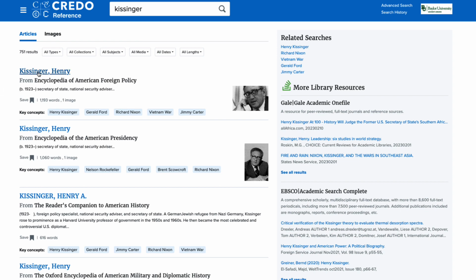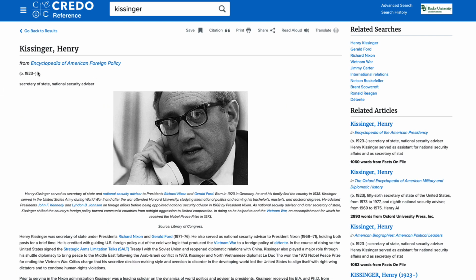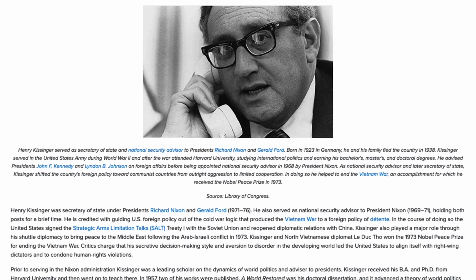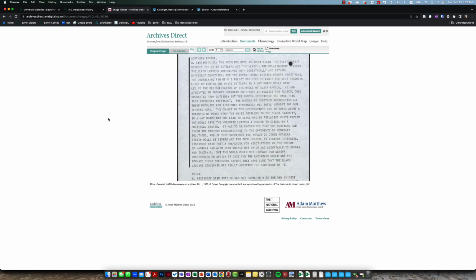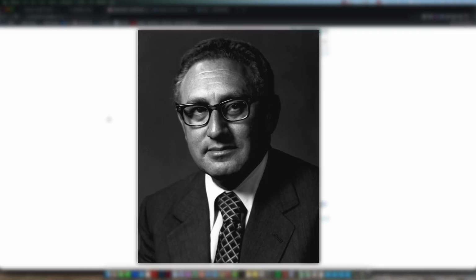If we look at an article from the Encyclopedia of American Foreign Policy, we find out that Henry Kissinger was the Secretary of State under Presidents Nixon and Gerald Ford, and the National Security Advisor under President Nixon. So when the document is talking about Kissinger and what Kissinger said, it's talking about this guy, Henry Kissinger, and we know a little bit about who he is from that tertiary source.